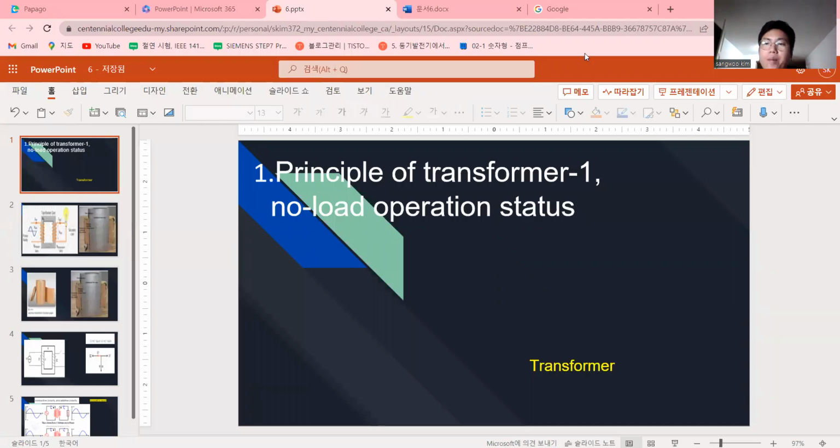Hey guys, from today we will learn about a new chapter. I will start from the transformer. Today we will learn first about the principle of transformers, chapter one, and the no-load operation status. Let's see.